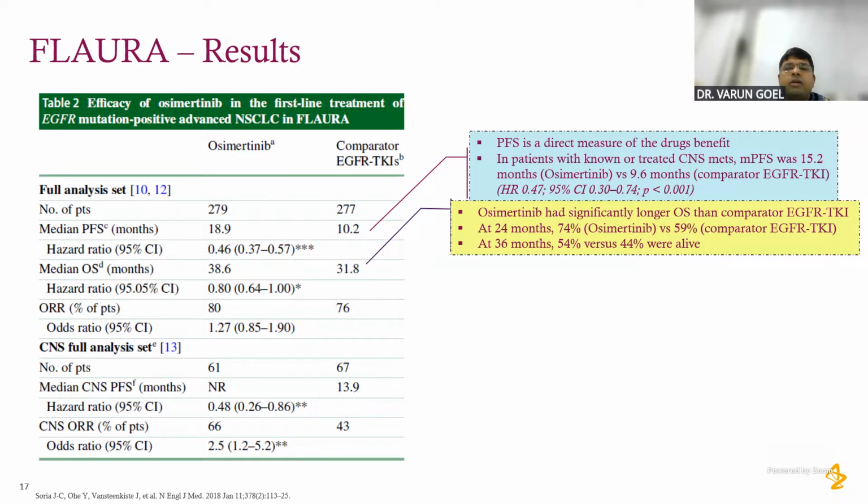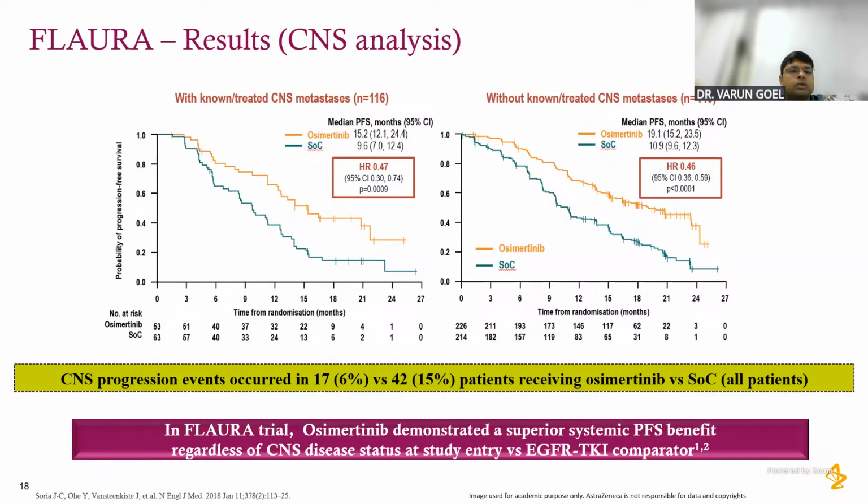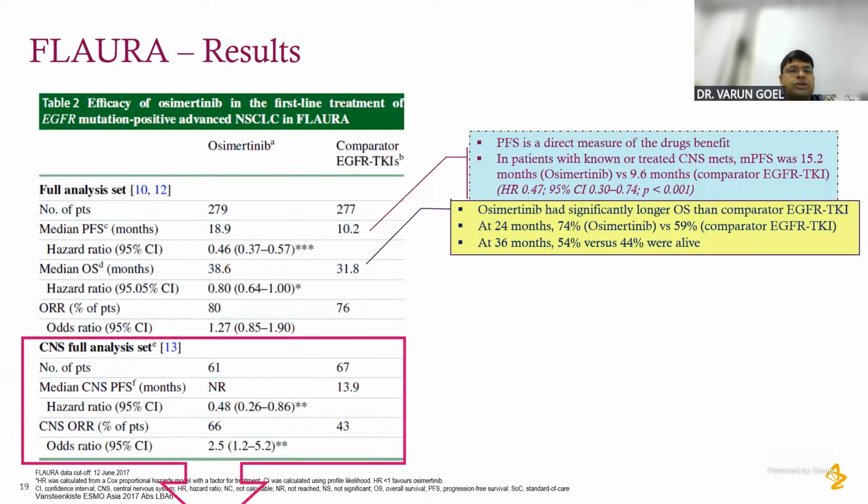Osimertinib had significantly longer OS compared to the EGFR TKI. At the landmark of 2 years, 74% of osimertinib patients were still surviving, compared with only 59% with the comparator EGFR TKI. At 36 months, 54% of patients were still surviving, while with the first generation TKI, only 44% were surviving. CNS progression events occurred in 6% of patients in the osimertinib arm, while 15% of patients in the first generation TKI arm. The FLAURA trial demonstrated that osimertinib has a superior systemic PFS benefit regardless of CNS disease at study entry versus first generation EGFR TKI.